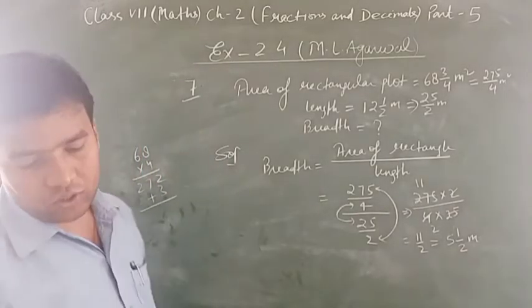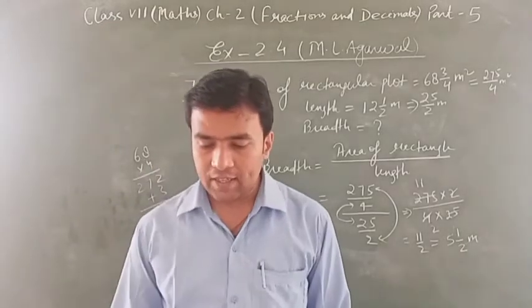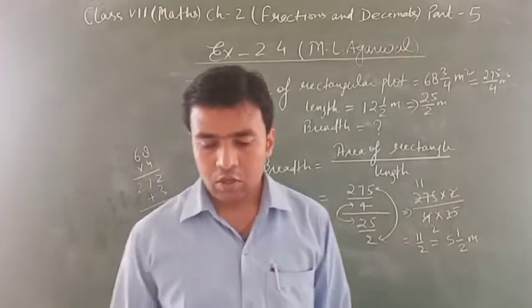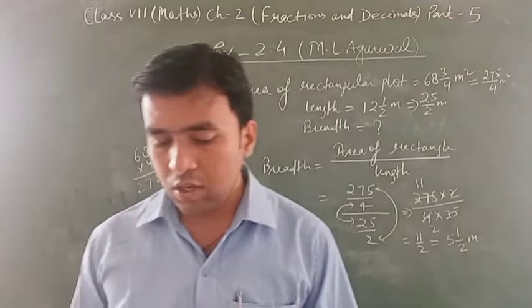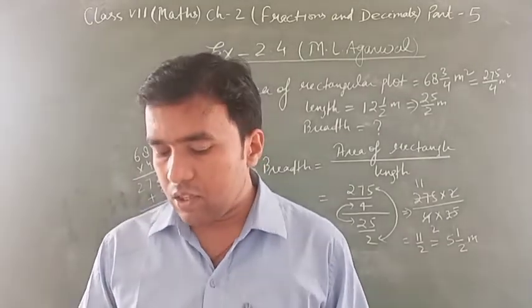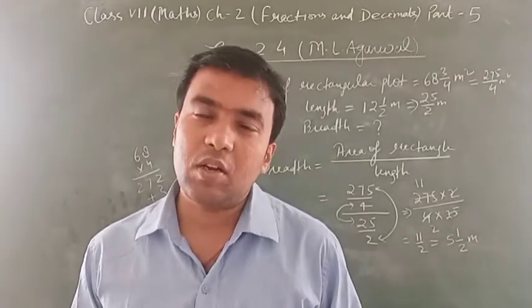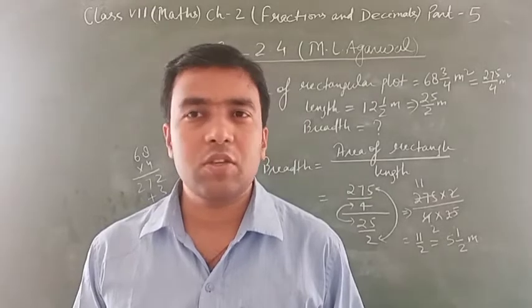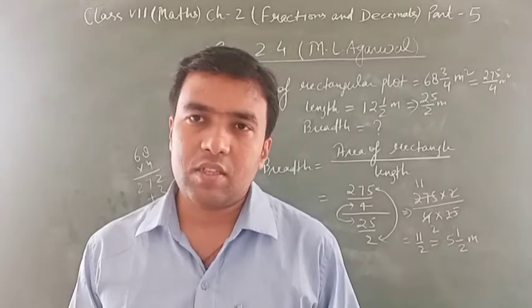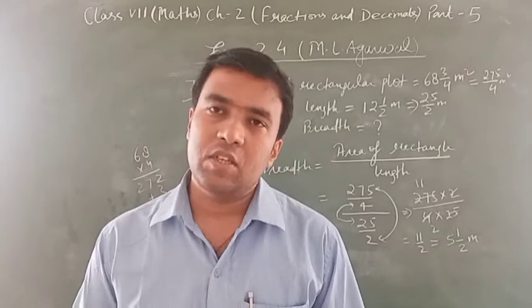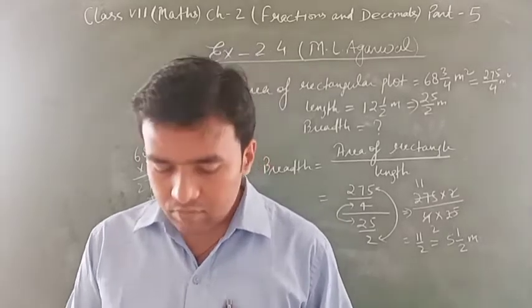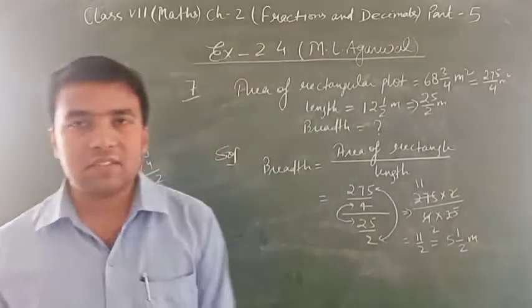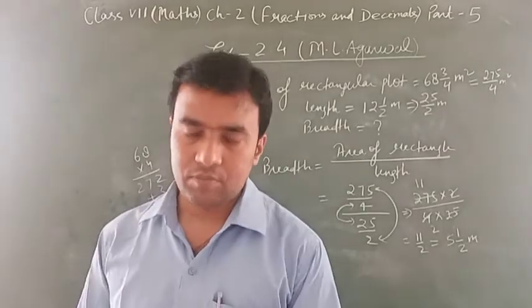Clear? Question number 8 and 9 you can do. Cost of 5 whole 1 by 2 kilogram of sugar is given. Find the cost of 8 whole 1 by 4 kilogram of sugar. First you will find the value of 1 kilogram of sugar. Whatever is coming, multiply that by 8 whole 1 by 4. Clear? Exercise 2.4 is complete.